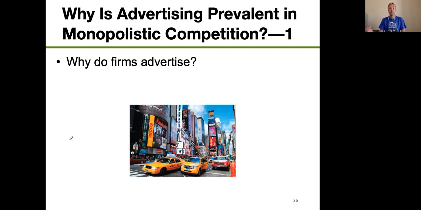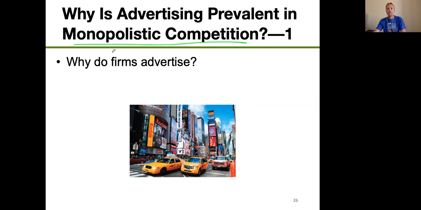On the other hand, as a monopolist, is there any need to advertise? Well, not really. You're the only firm in there. They might want to advertise to try to stimulate more demand or teach people about their product. But from a competitive standpoint, there's no reason for a monopolist to advertise. On the other hand, monopolistic competition, this is the world of advertising.